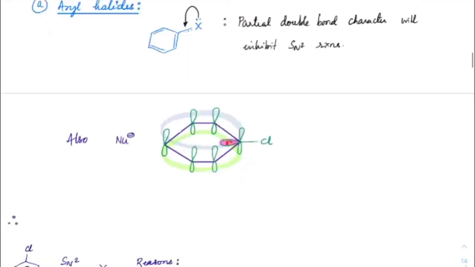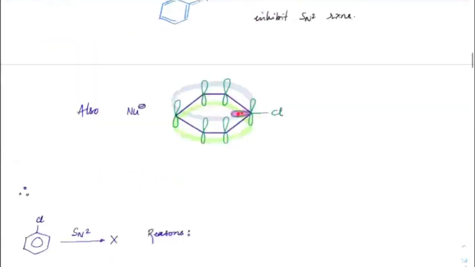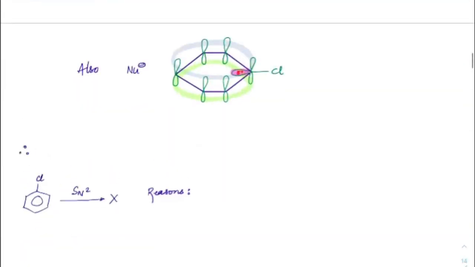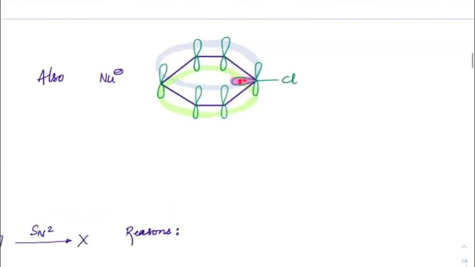Correct. Next, another important reason: the nucleophile, if it has to attack, remember, it has to attack from the backside only. But if you observe carefully, you see this is an sp2 hybridized carbon, which has to be planar. So this carbon has this planarity here. These three are on the same plane, with chlorine being the leaving group here. If this leaving group has to leave, then the nucleophile has to attack from this end, from the backside.